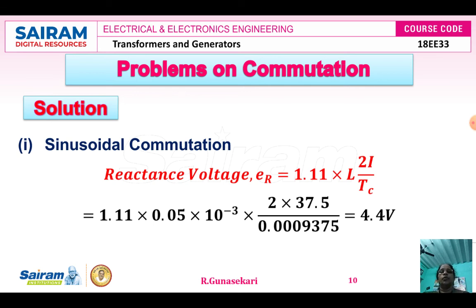Students, in the problem on commutation, first you clearly read the problem, write down the given data and then required data. Only two types of commutation are there. One is linear and the other is sinusoidal commutation. We know the formula. Then you can substitute all the values. Finally, you can get the answer for the required data.